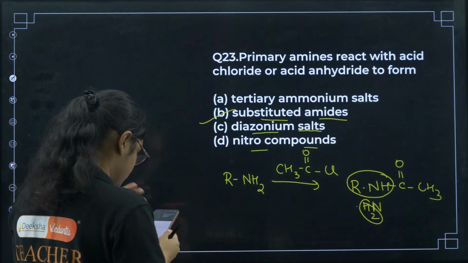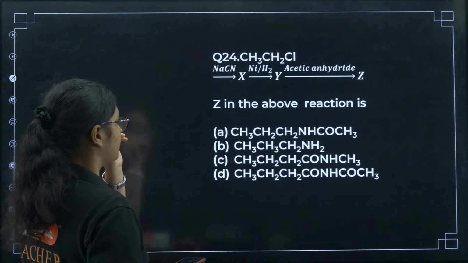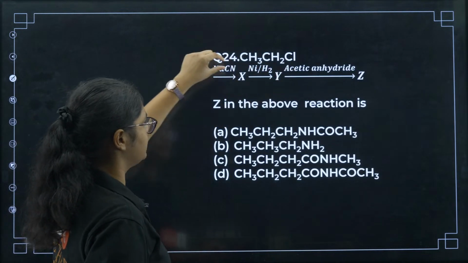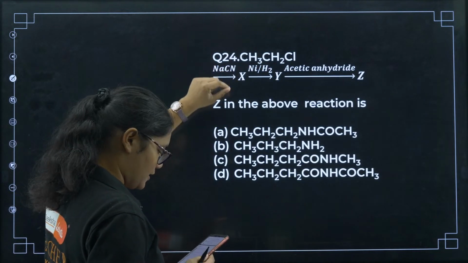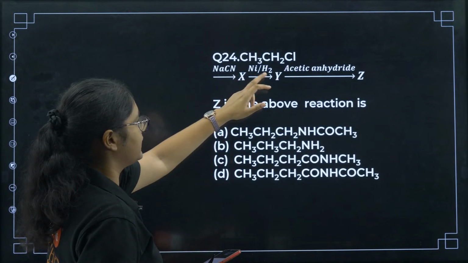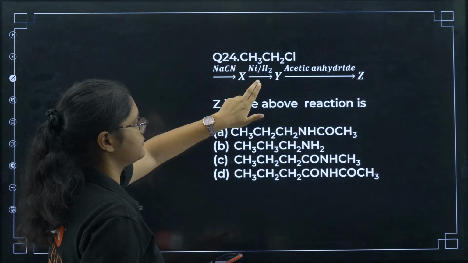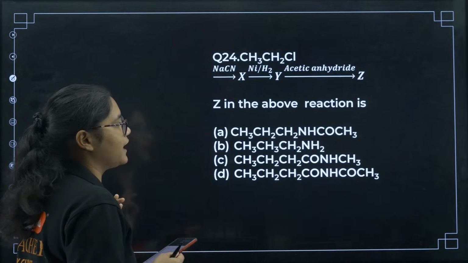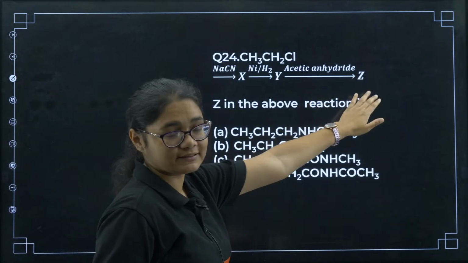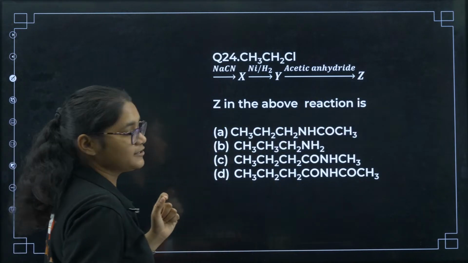If these hydrogens are replaced with R group, then we call it substituted amide group. Next, question number 24. So you have CH3, CH2, Cl. You are treating with NaCN. Then you have nickel and H2. Then you are treating it with acetic anhydride, and the final product you are getting is Z. So Z in the above reaction is.